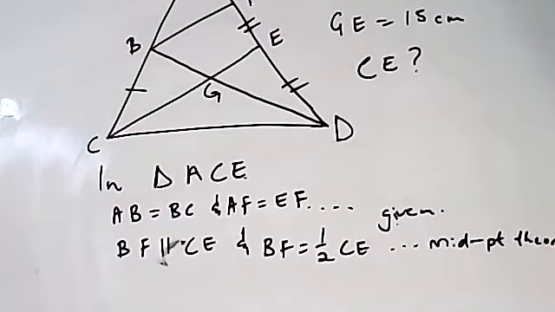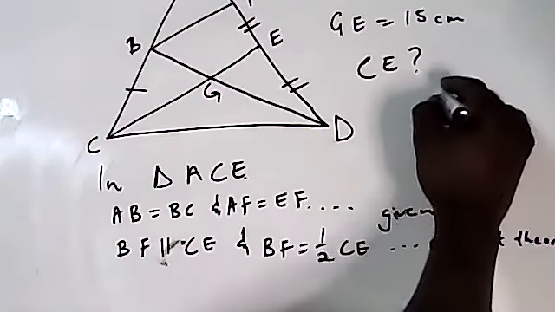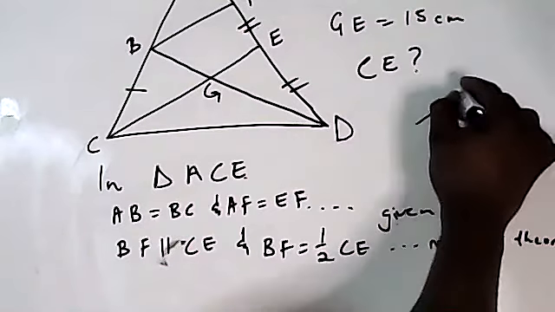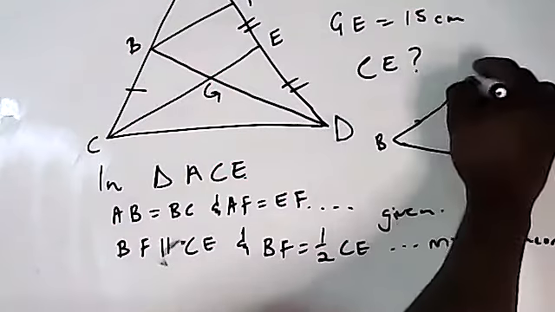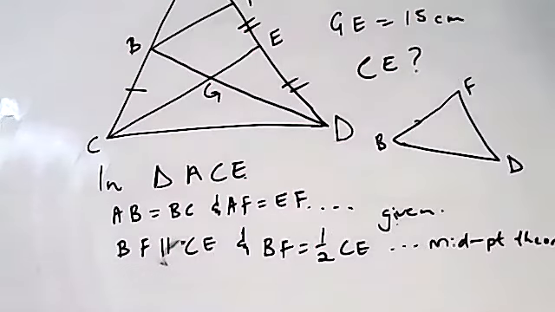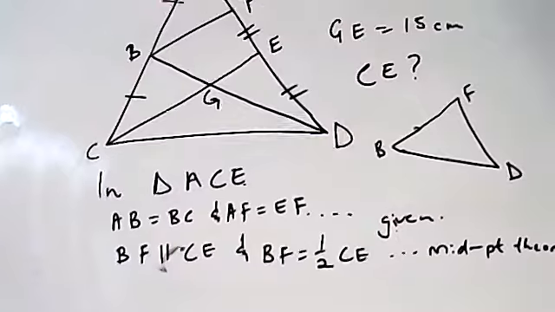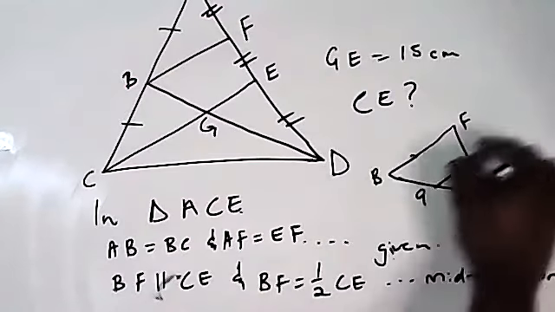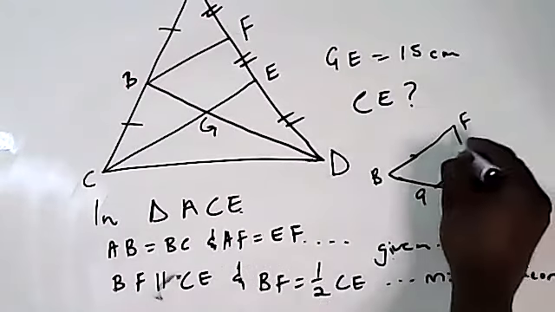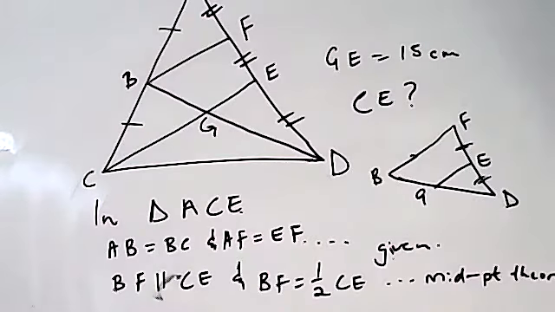So we have another triangle then. Which other triangle can we work with? Do you see this small triangle here? We have B, F, D. You agree? Yes. And then in the middle, we have GE. And they told us that this is equal to that. But they didn't say anything about this.